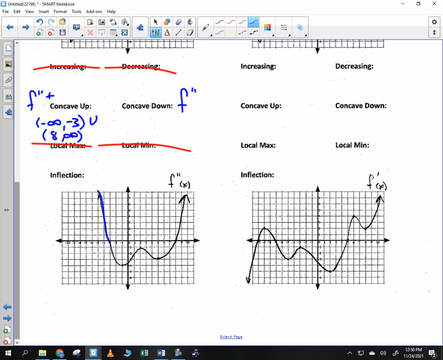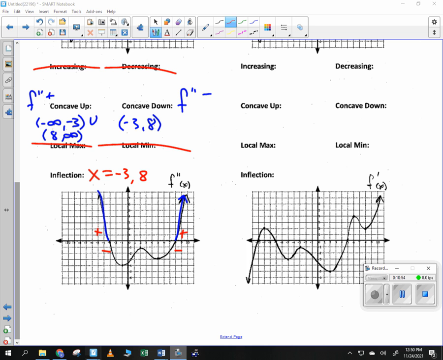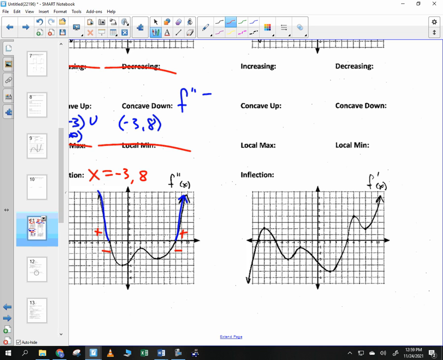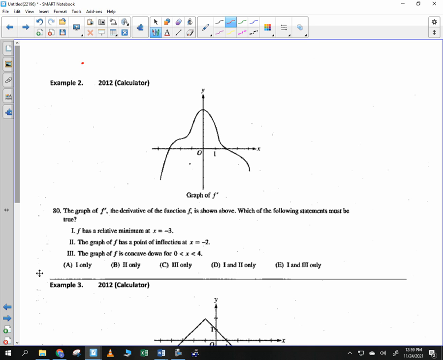Concave down wherever f double prime is negative. Yep, negative 3 to 8. Inflection wherever f double prime changes from positive to negative or from negative to positive. And that happens at x values of negative 3 and positive 8. We can't come up with the y values, can we? Good. Check out your worksheet. Back to your notes, and let us go over a couple questions.